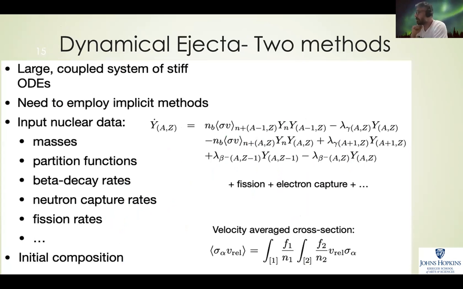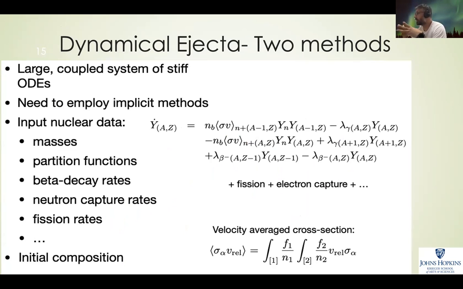And the second method we follow is the tracer particles, where our r-process network is calculated by post-processing.